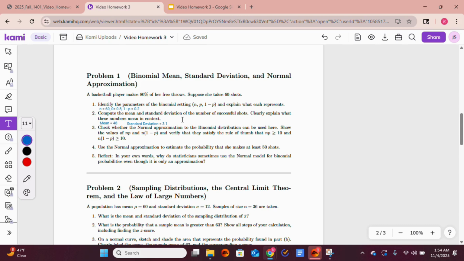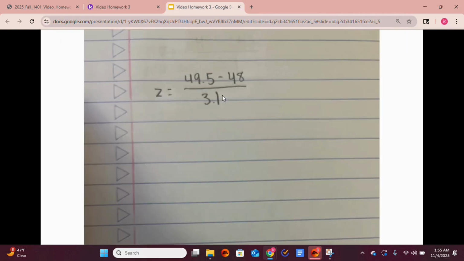Moving on to question 4, it asks us, use the normal approximation to estimate the probability that she makes at least 50 shots. We will do this by using the normal distribution with our mean of 48 and standard deviation of 3.1. In this problem, we must add a continuity correction. Because this is a binomial distribution problem, we subtract 50 minus 0.5 to plug into our problem. Our problem would look like this.